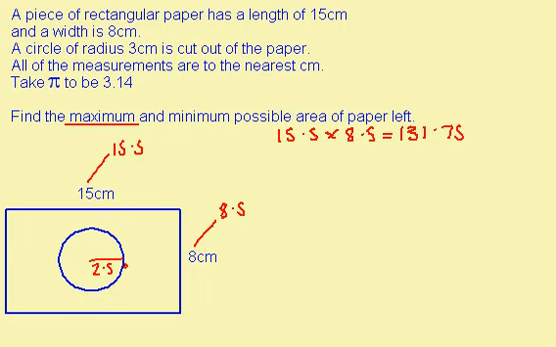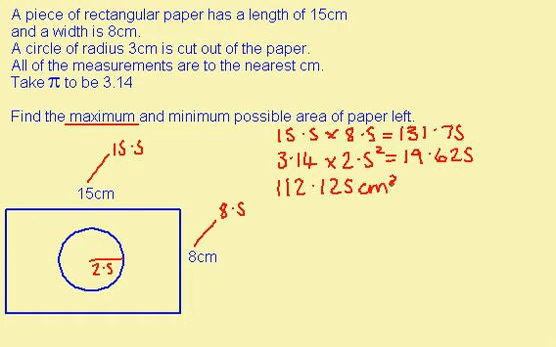To find the area of the circle, I need to do pi, which is 3.14, multiplied by 2.5 squared, which gives me 19.625. To find the area of paper left, I need to do 131.75 minus 19.625, which gives me 112.125 centimetres squared. This is my maximum possible area of paper.